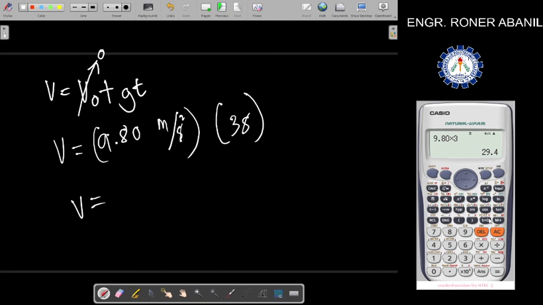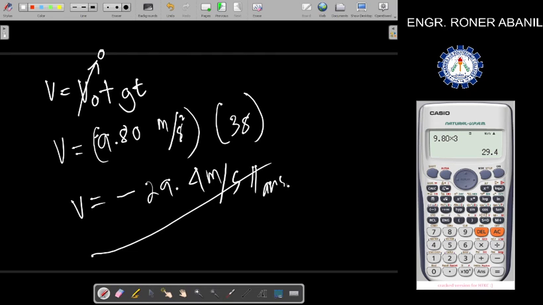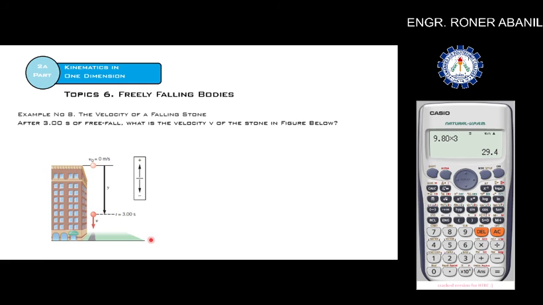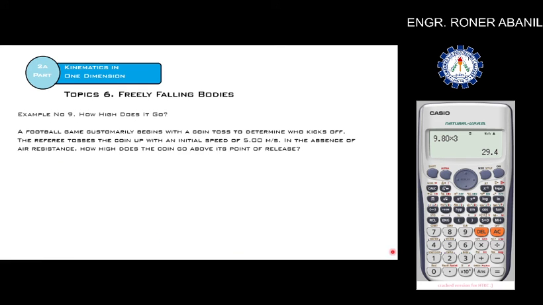So magiging, dahil negative nga to, di ba? Nakakalimutan palagi natin negative yan. So magiging negative 29.4 meters per second. And this is our final answer para dun sa problem na yun. So number 9, example number 9 naman tayo.